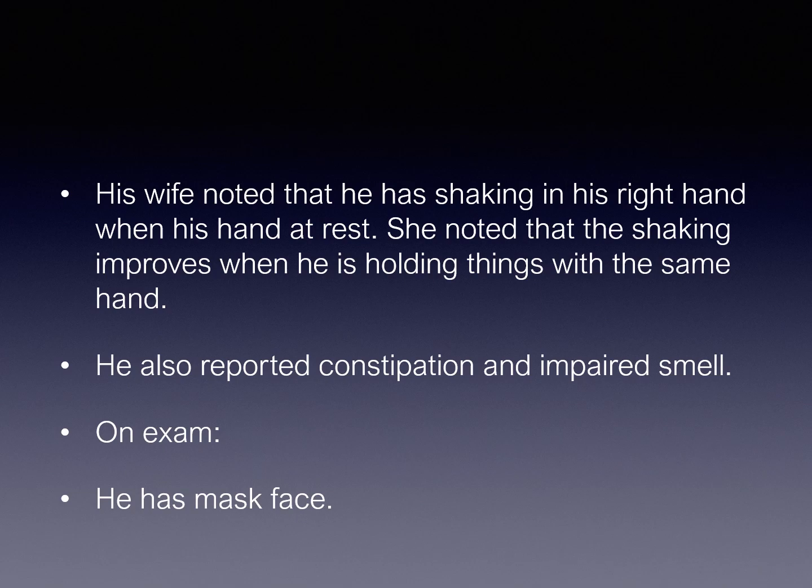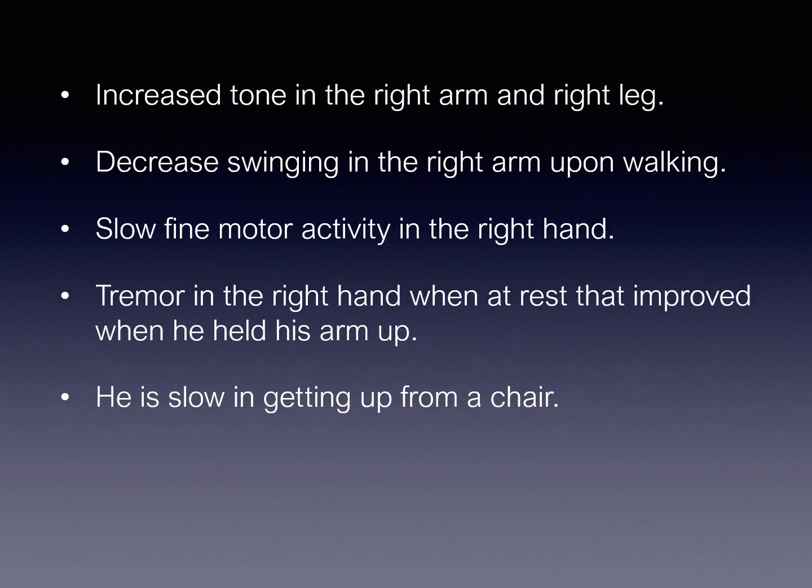His examination showed that he has decreased expressions in his face, or what we call mask face. His exam also showed increased tone or rigidity in the right arm and right leg. And when he is walking, there is decreased swinging in the right arm compared to the left arm. And also, fine motor activity is slow in his right hand. And there is tremor in the right hand when the arm is at rest. And the tremor does subside when he holds his right arm up or when he is holding things with his right hand. And you noted that patient is slow in getting up from his chair.